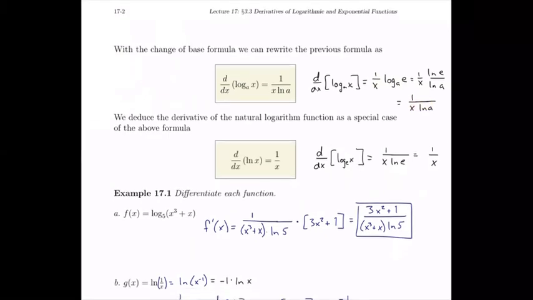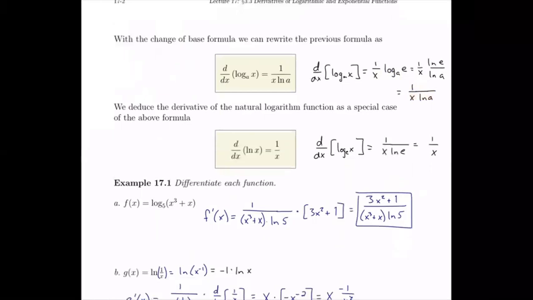Now, if we take the derivative with respect to x of the natural log of x, well, interestingly enough, we just get 1 over x. Well, again, because this is 1 over natural log of the base. Well, in this case, the base is e, so 1 over x times natural log of e, and this cancels simply to 1 over x.